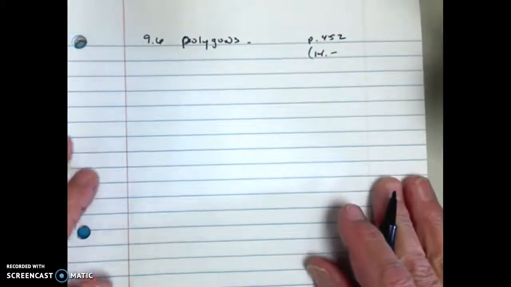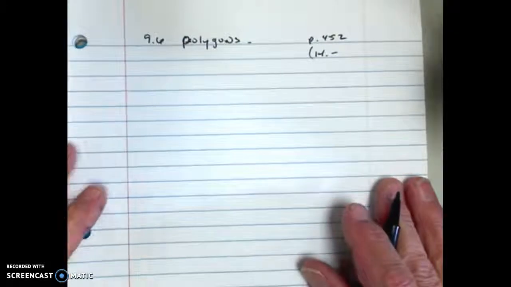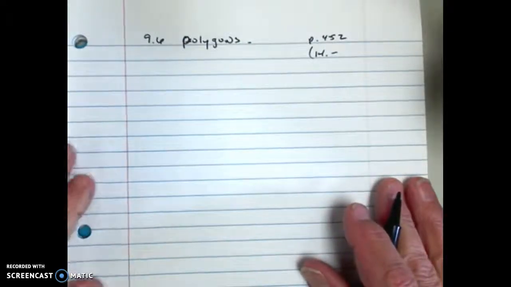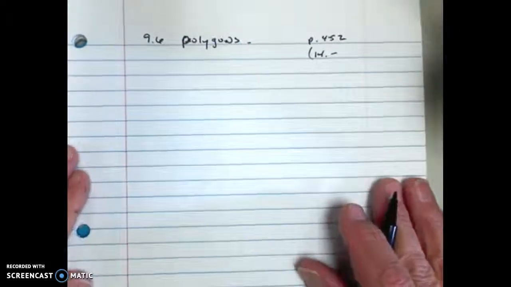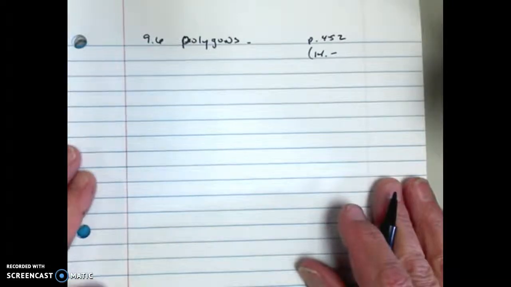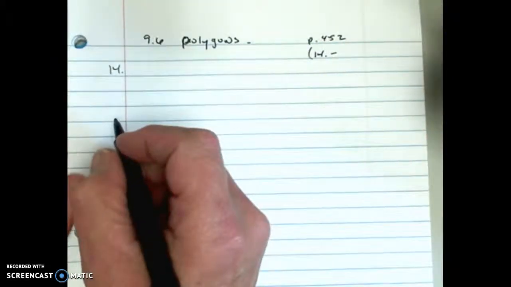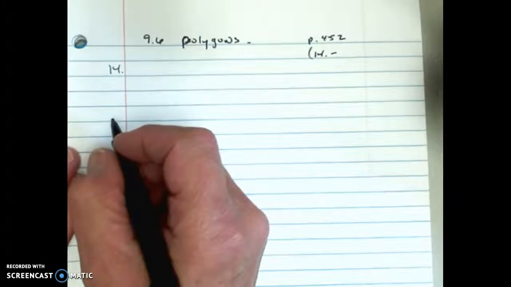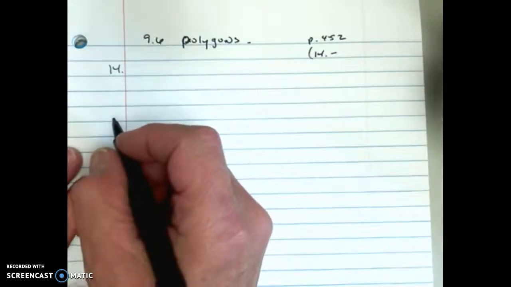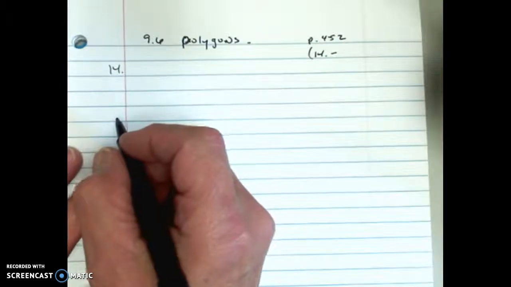If you need a little bit of help on some of the problems, or just want to have it explained again if you've been gone, this might be helpful. We're going to start with number 14, and using a little bit of algebra, we're finding the missing angle. We're going to use supplementary angles to find the value of x.